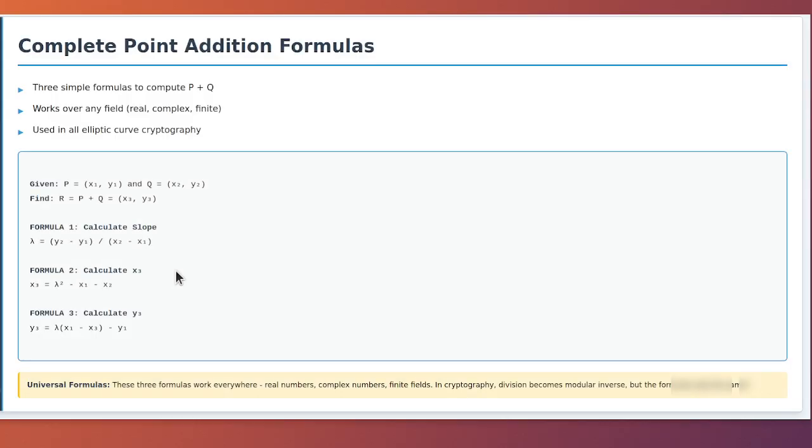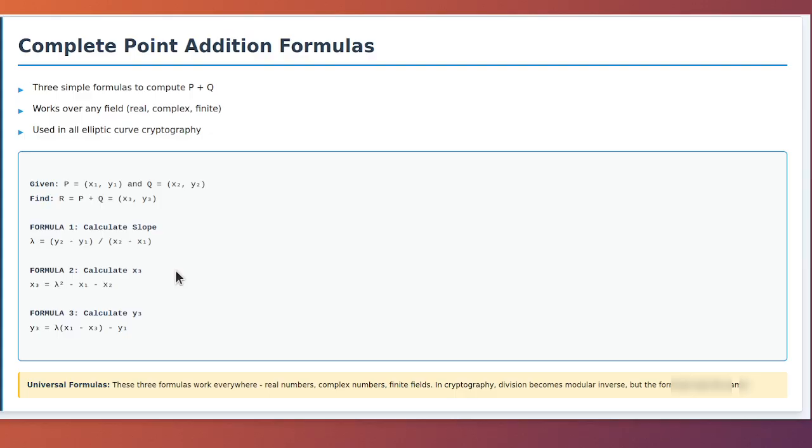The complete point addition formulas. Let's summarize what we've derived. To add 2 points, P equals x1, y1, and Q equals x2, y2, on an elliptic curve, we use 3 formulas. First, we calculate the slope. Lambda equals the quantity y2 minus y1, divided by the quantity x2 minus x1. This is just the standard slope formula from coordinate geometry, rise over run.